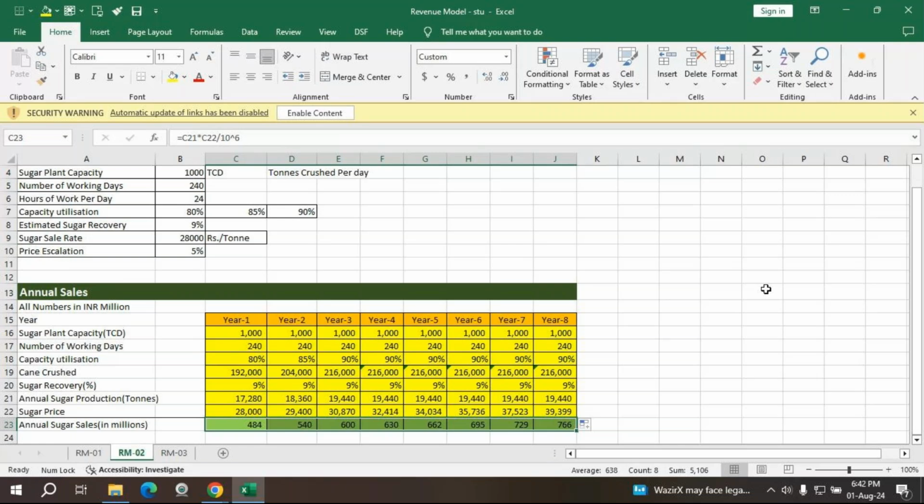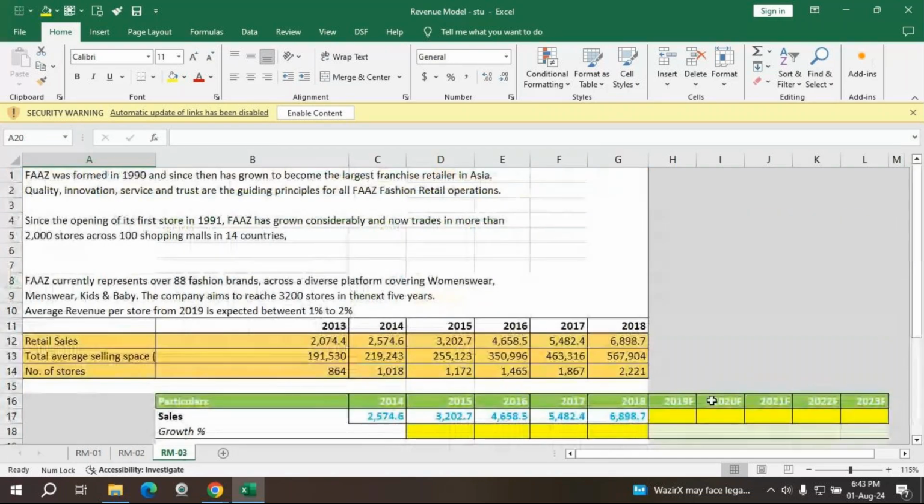So now coming to revenue model 3. I wanted you to solve this too. Let me explain the case study and then you can continue with it. Once you complete it, I will solve it and show.